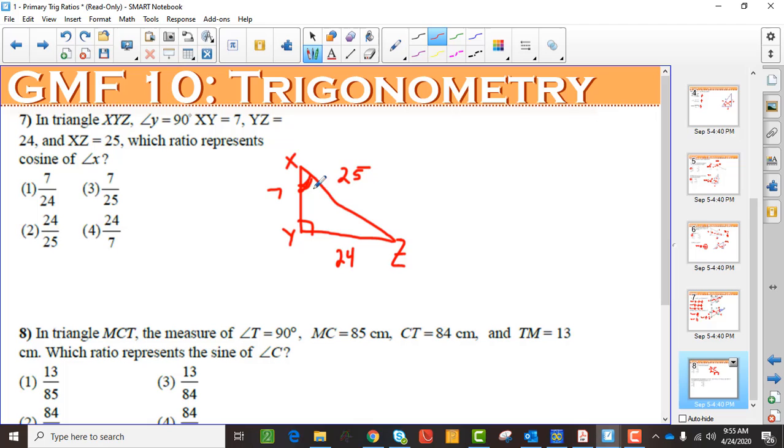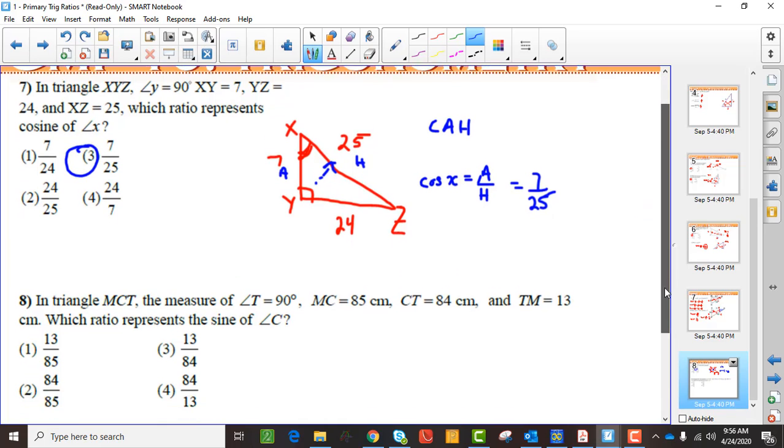So here's the cosine of X. So we want the adjacent side. And we want the hypotenuse, right? Because it's the CAH part. Cosine is adjacent over hypotenuse. So cosine of X then is going to be adjacent over hypotenuse. We know the hypotenuse is 25. The adjacent side is 7. So it's going to be 7 over 25. Okay? Which is that guy.